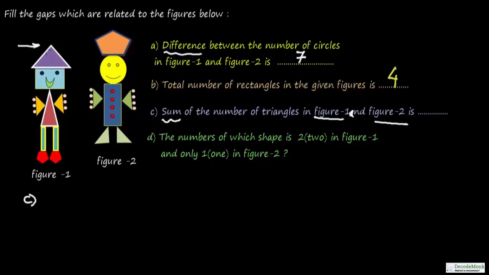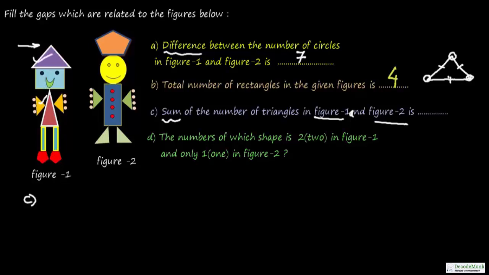Again, starting from the top, the cap is triangular. So what is a triangle? A triangle has three sides and it's closed in nature. Three lines are joined to each other at points called vertices. This has already been discussed. So the cap is triangular, and this is one triangle.